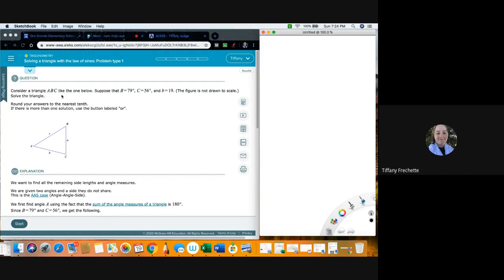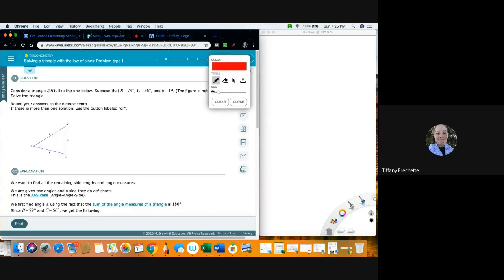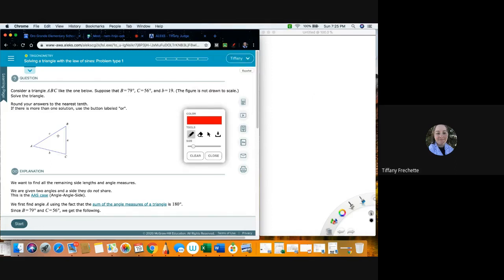So it says consider triangle ABC like the one below, and suppose that it's not writing in the information here for us, so I'm going to draw it in for us. It says that angle B is 79 degrees. Make that a little smaller here so I can fit that in. 79 degrees here. C is 56 degrees. And then side B is 19.